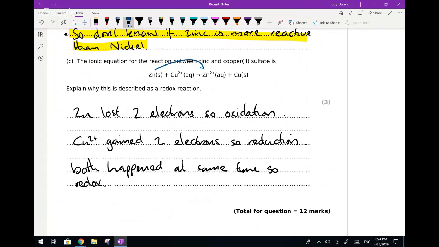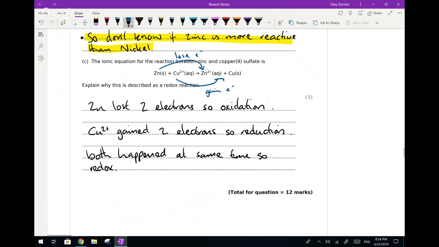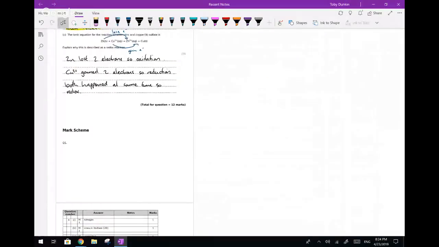Zinc has lost electrons because it's become positive. Copper has gained electrons because it's gone from positive to neutral, and they both happened at the same time. Right, year 11. That brings us to the end of the periodic table.